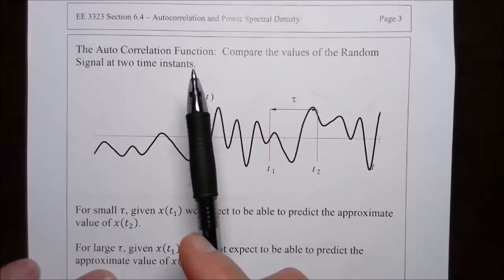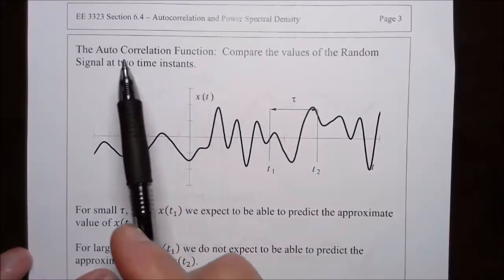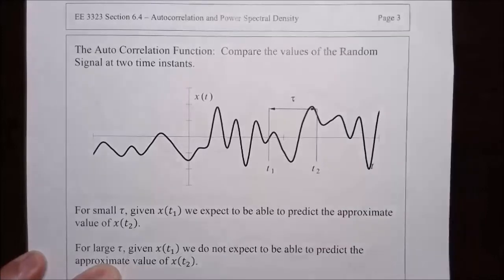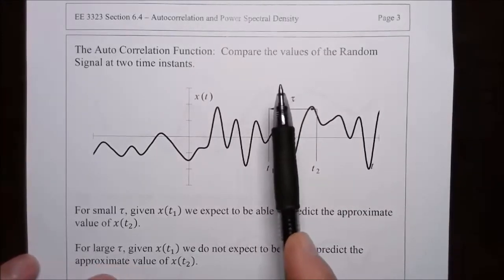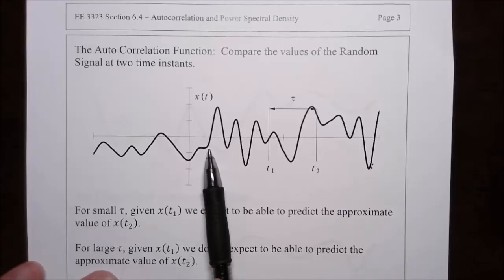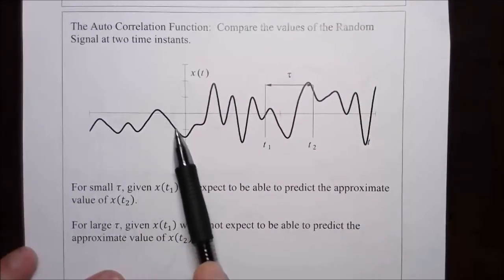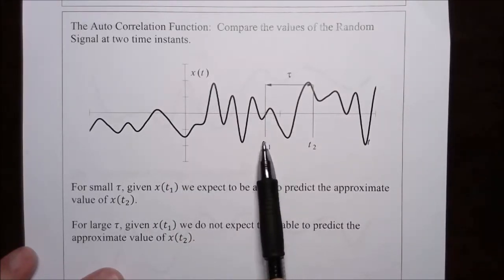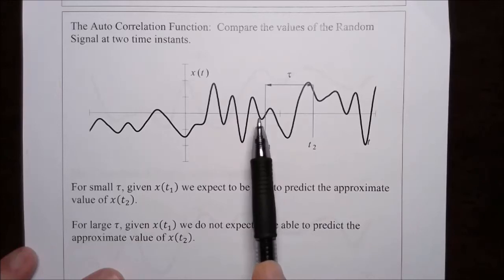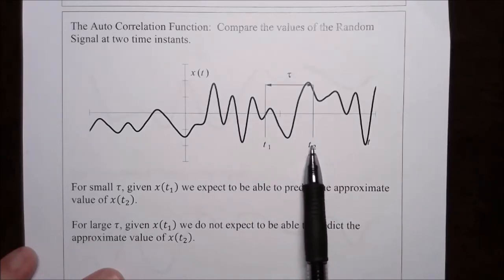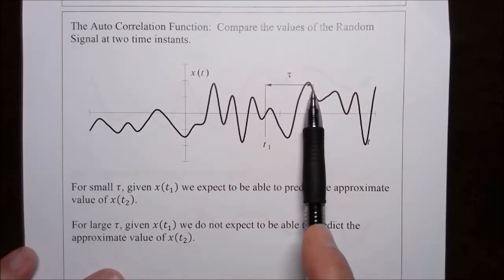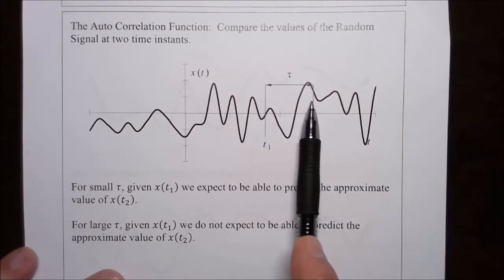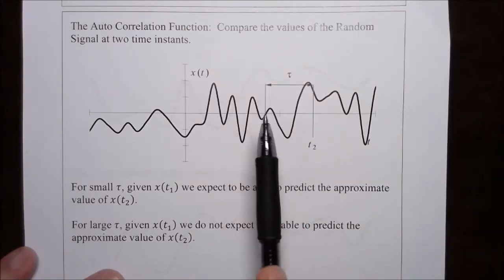The autocorrelation function takes a random signal and compares that signal to itself, or relates that signal to itself, and to do so we compare values of the random signal at 2 points in time. So here is a random signal x of t. We can find the value of the random signal at time t1. It will have a certain value, and we can find the value of the random signal at a time t2. That will have a certain value. Times t1 and t2 are some distance apart, and that distance is given by the value of tau.